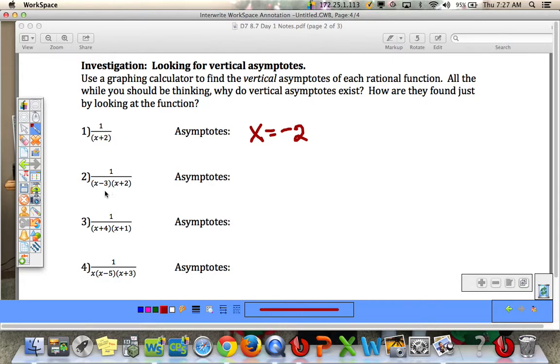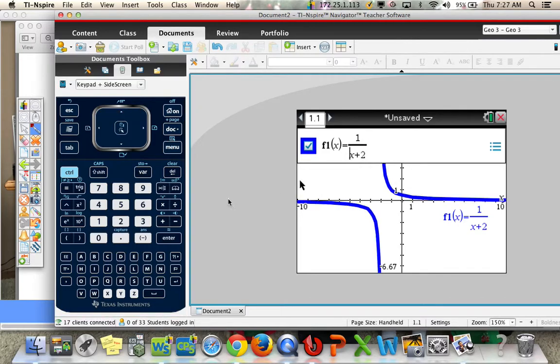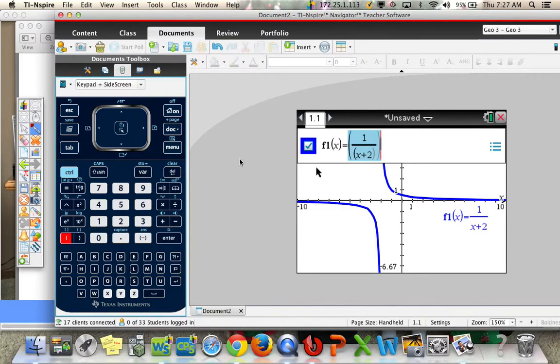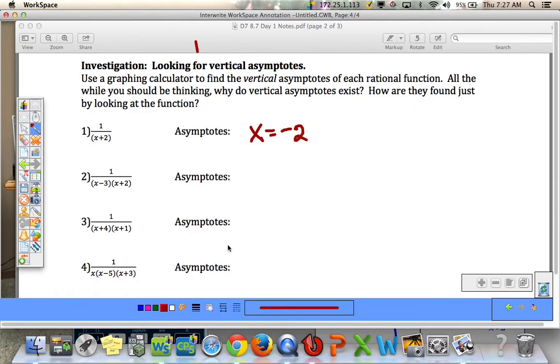Try the next one, 1 over x minus 3, x plus 2. What happens there? So I'm going to press tab, go up, and on the bottom here I'll put this in parentheses again. And then I'll add in, I think it was x minus 3. So let's see what happens if we add in that x minus 3 on the bottom.